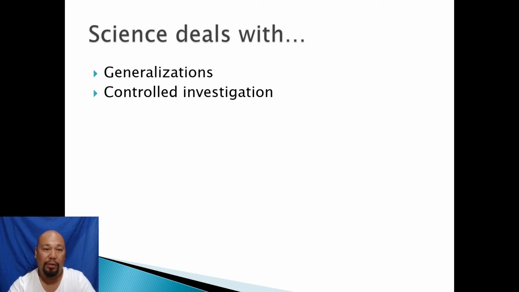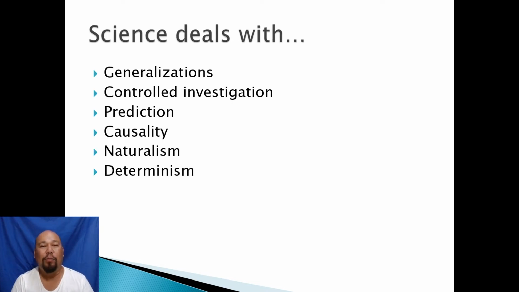So science deals with, okay, wait, if I may. What does science do? Generalizations, controlled investigation, prediction, causality, naturalism, determinism. It's different from the arts, because normally when we talk about the arts, we appreciate something regardless of how it was made. A painting, for example, or a novel or a story. Sometimes it may be nice for one observer, beauty is in the eyes of the beholder, but for others it may not be. Science on the other hand, we're trying to explain things.